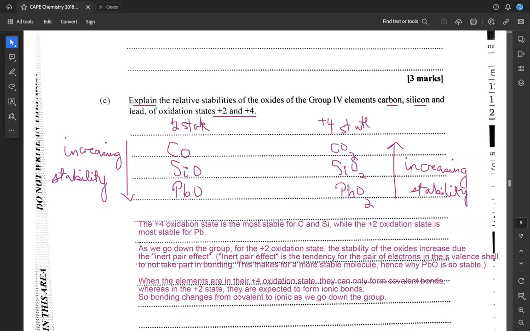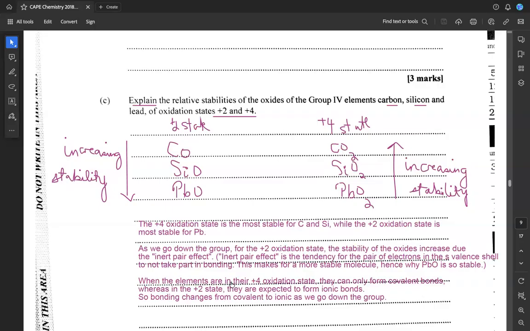And so what happens is that you'll find that these ones are more stable because they can participate in that covalent bonding that they want, whereas lead can't do that. And so it's not stable. It doesn't want to be in this +4 state, so it's not stable. And so what's actually more stable for it is to be in the +2 state. So that's all I've summarized here.